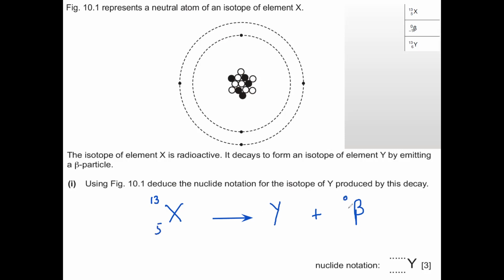It is emitting beta, so beta is 0, -1, that's fixed. Now, whenever there is a beta emission, what happens to the nucleon number? There will be no change. And what happens to the atomic number? It increases by 1. So originally it is 13, it will remain 13, but 5 plus 1 becomes 6. So this is the nuclide notation for the emission of a beta particle when X turns into Y.